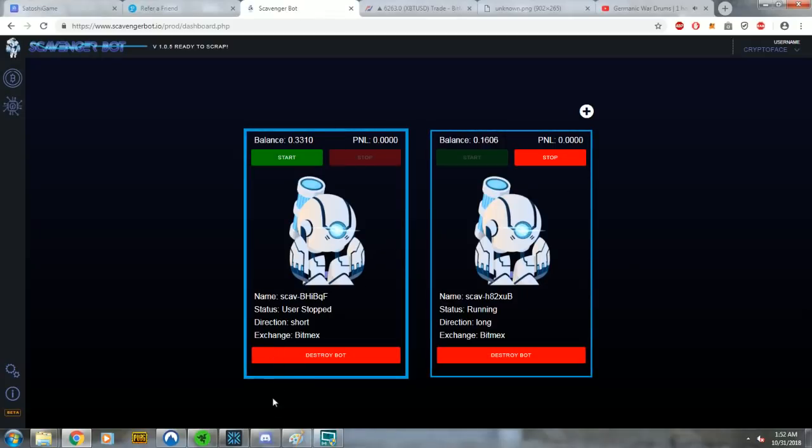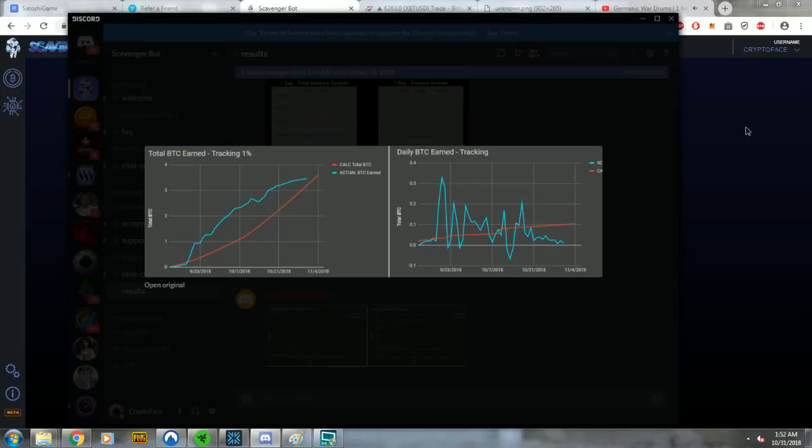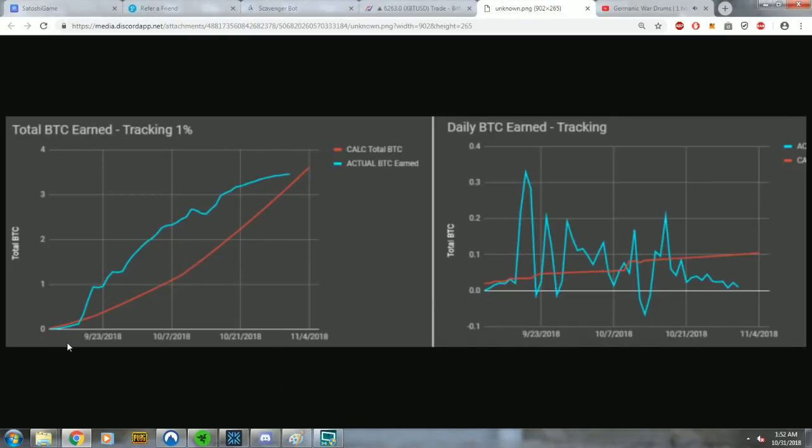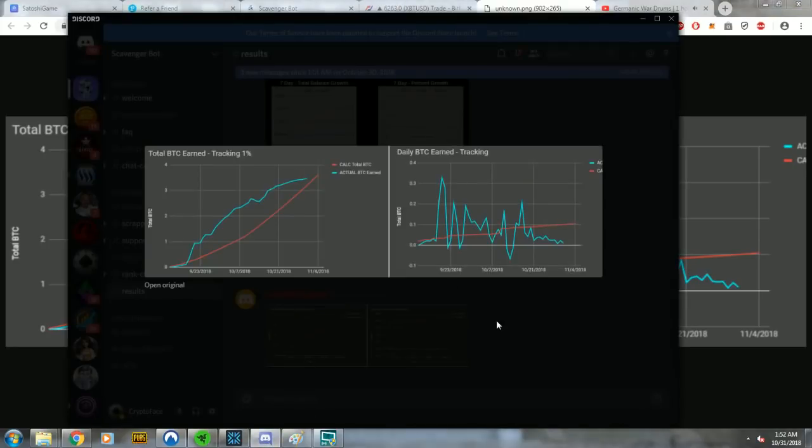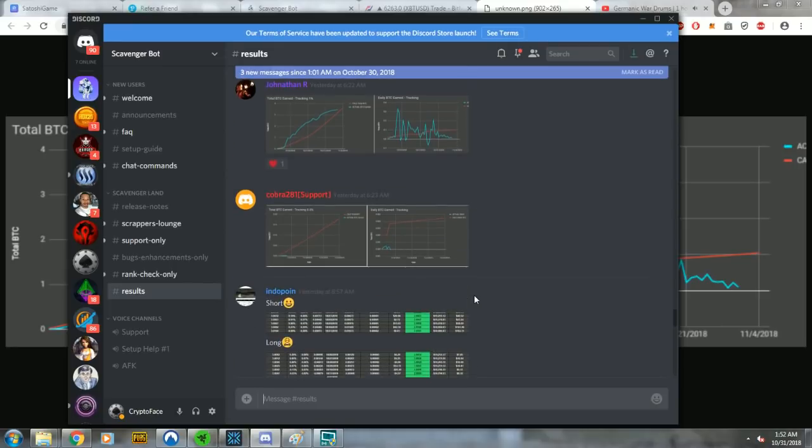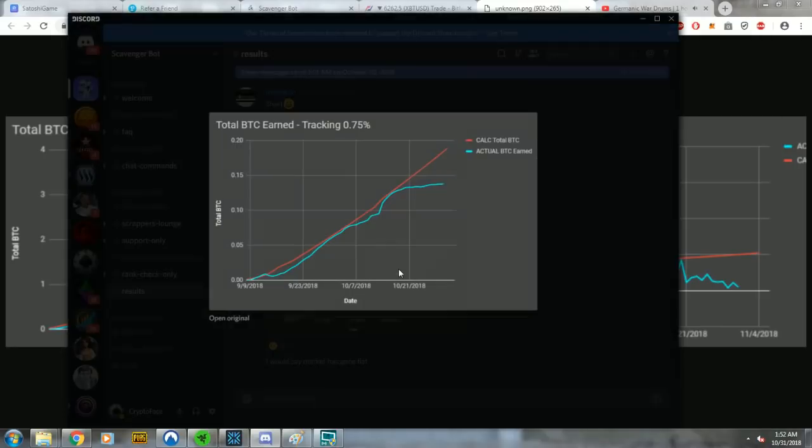Let's take a look at some results. This bot has been run for over 4 months. This person started in September. Here's the percentage. Oh wait, no, it's not. This isn't a percentage. Let's look at this guy. September 9th. It's flattened out in this market. That's okay.